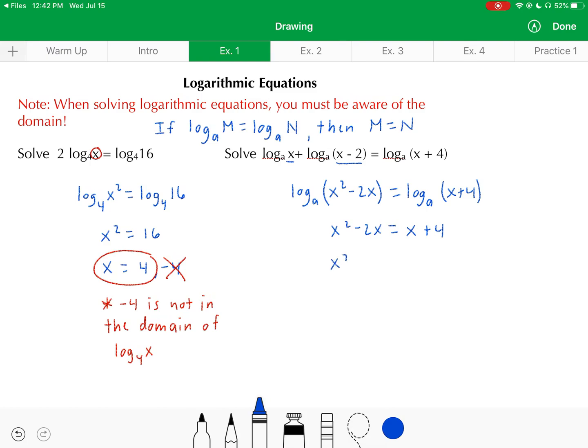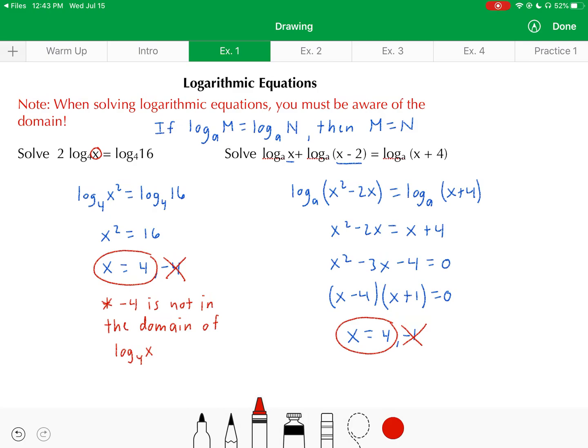I'll set the two arguments equal to each other. I end up with a quadratic equation here. I'll move everything to one side, and then this factors to x minus 4, x plus 1. So I end up with x equaling positive 4 or negative 1. And you'll notice that the value of negative 1, if you were to plug that into the original equation for log base a of x or for log base a of x minus 2, it would make your argument negative. So you're going to have to rule that one out.